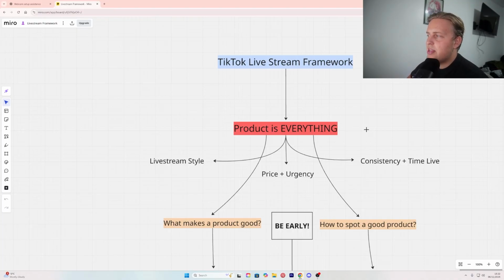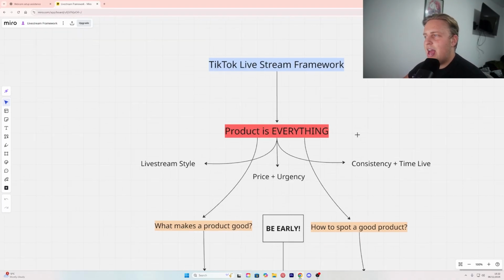Stop trying to sell things that you like and start selling things that the average person wants, or it has a massive pain point that you can sell, or a massive sale. But we'll go through all of this right now so you understand. So the first thing you want to do is go through what live stream style you are going to do.